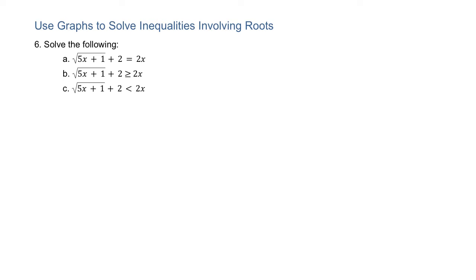We're going to solve a radical equation, and then we're going to solve the inequalities using graphs. So we're going to use algebra for part A and then graphs for parts B and C. All right, so part A, we have a radical equation, so we need to isolate that radical. I'm going to subtract 2 from both sides.